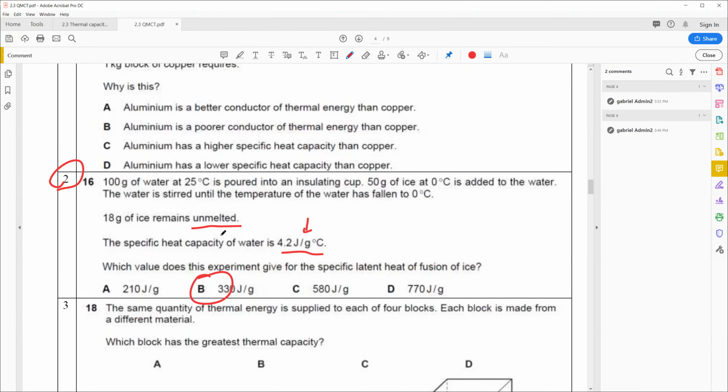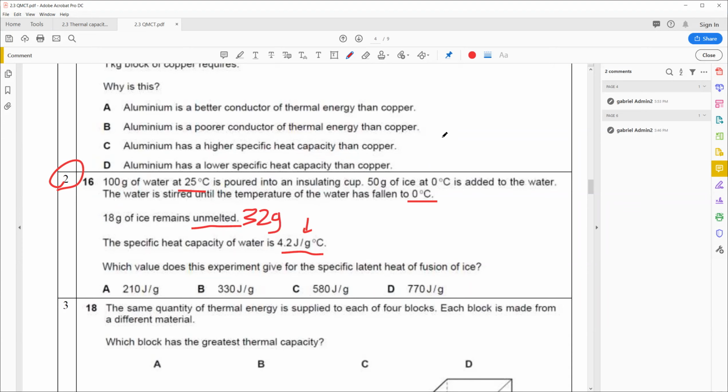Why? Look at this information here. It says that 100 grams of water at 25 degrees Celsius is poured into an insulating cup. They say this to indicate that no energy is going to be lost, guys. It's just a hidden thing. But anyways, 50 grams of ice at 0 degrees Celsius is added to the water, and the water is stirred until the temperature of the water falls to 0 degrees Celsius. 18 grams of ice remains unmelted, meaning to say 32 grams of ice actually melted, right?